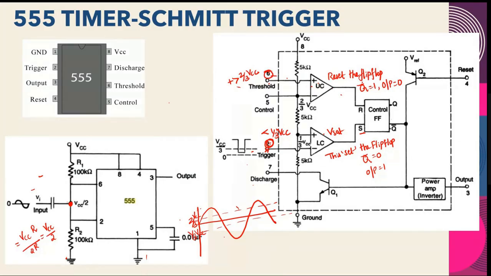The same input voltage we are providing in the sixth pin as well as in the second pin. Sixth pin is connected to the upper comparator, and second pin is connected to the lower comparator. So these are the signals we are providing. When the sinusoidal signal is increasing, if you see, the sinusoidal signal is starting from 0.